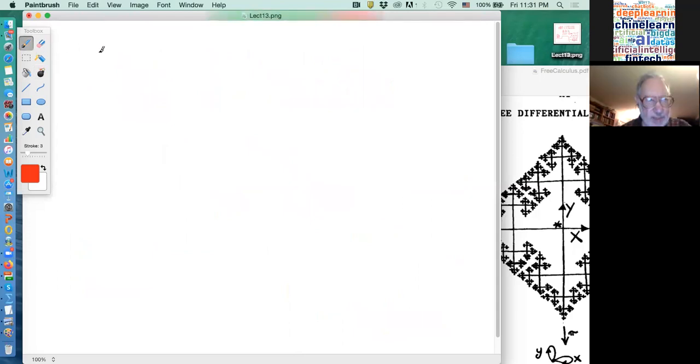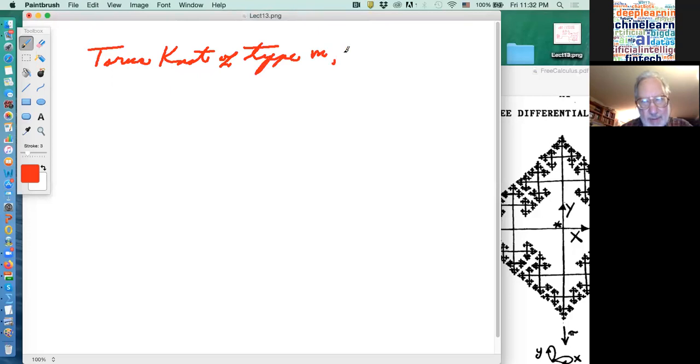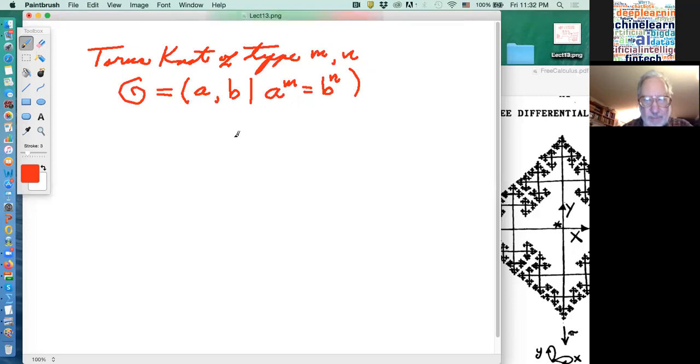Consider the following. For a torus knot of type M,N, the group, as we indicated before, is given in the notes, is given by A and B such that A to the M is equal to B to the N. Fox calculus will take you to an Alexander polynomial. Fast.